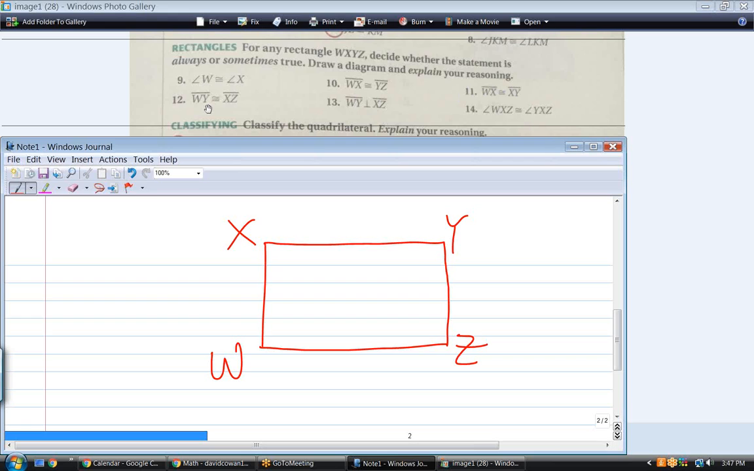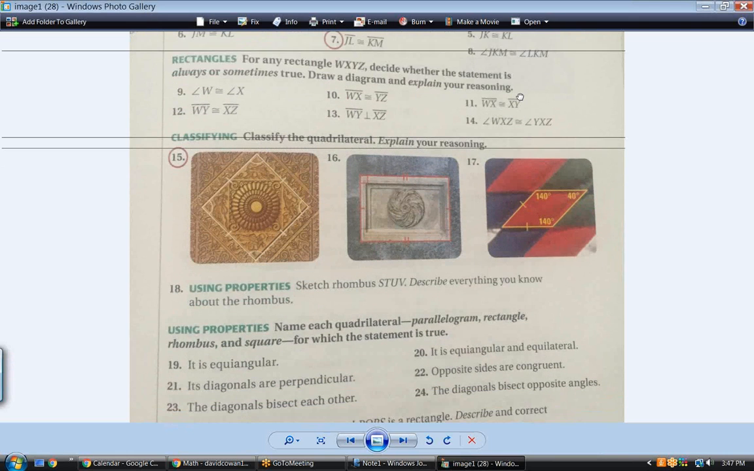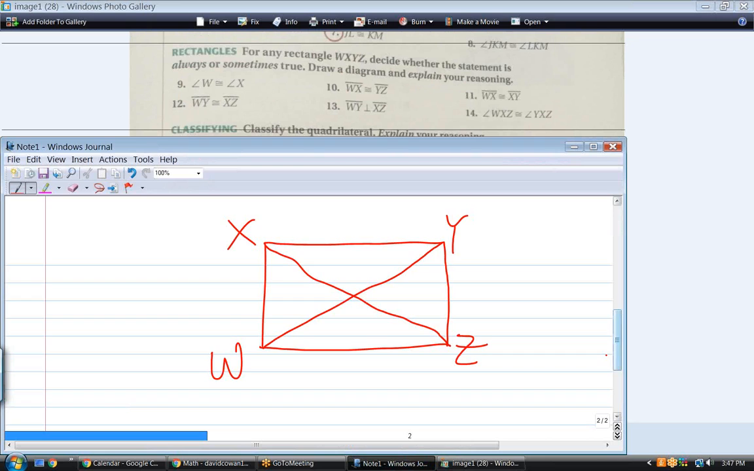So how about WY and XZ? Ah, okay. Hold on. I was wrong. WY and XZ, they're referring to the diagonal. Are these the same? Yes. Let's see if that makes more sense out of the previous problem.